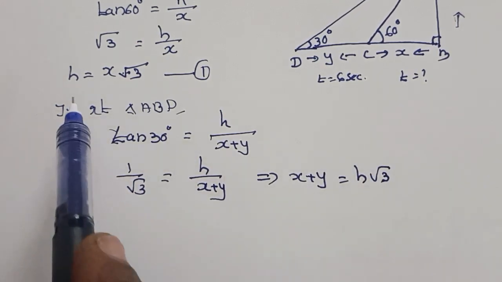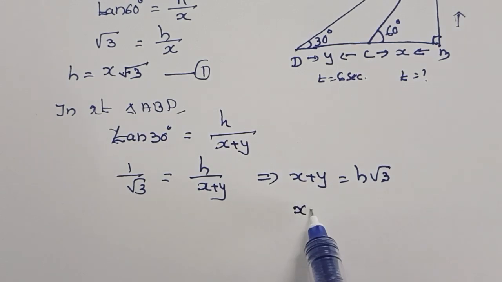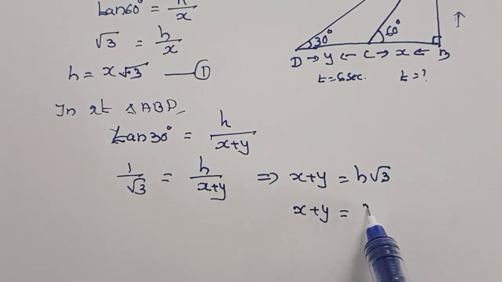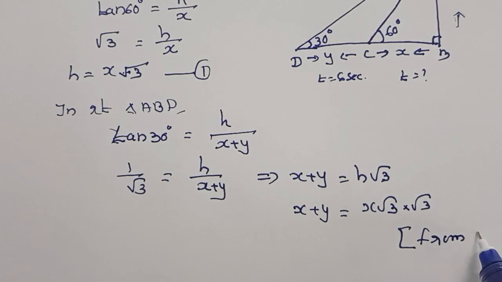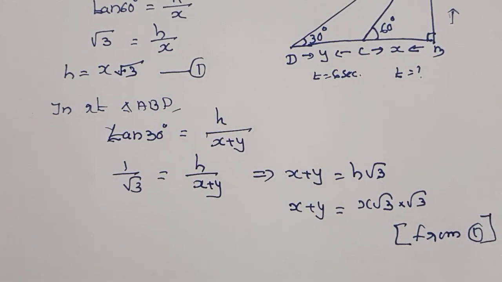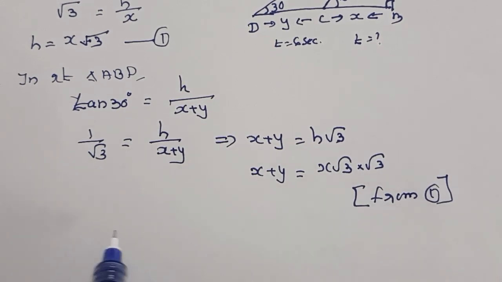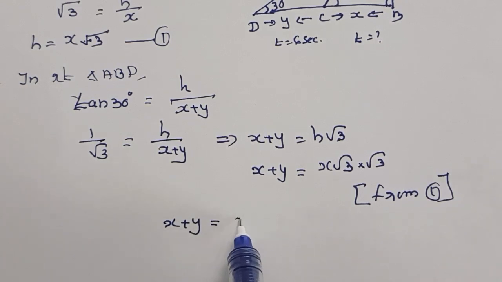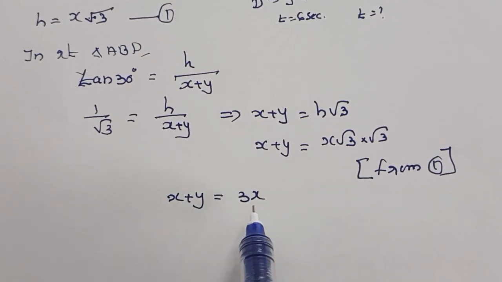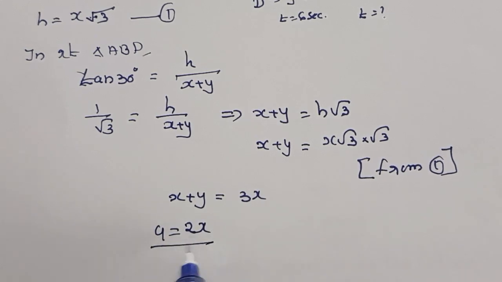Now instead of H, we can substitute X root 3. So X plus Y equals X root 3 into root 3, substituting the value of H from equation 1. Now we get X plus Y equals 3X, or Y equals 3X minus X, that is 2X. Y equals 2X, isn't it?